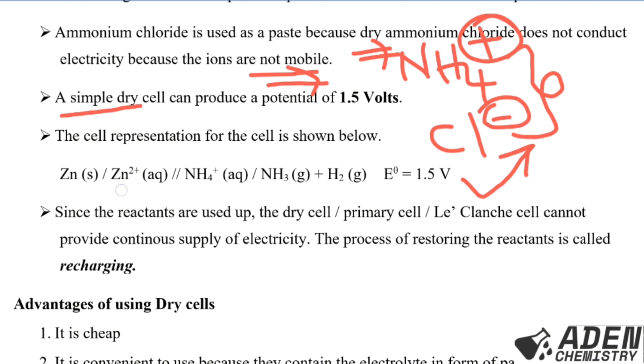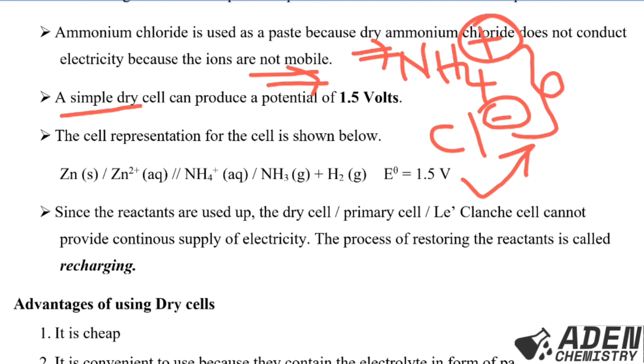It's the phase boundary, which is solution form. Then we have two vertical lines which represent the salt bridge. And remember, we have seen the roles of the salt bridge. We said it completes the circuit by connecting the two half cells or the two solutions. Next we have ammonium ion, which is aqueous. We have the phase boundary, and then ammonia gas plus hydrogen gas. And the standard electrode potential for this cell is 1.5 volts.